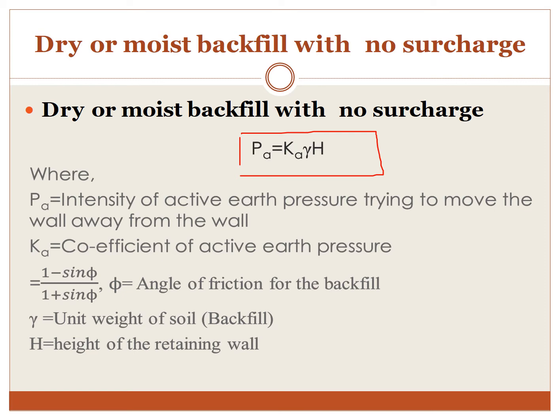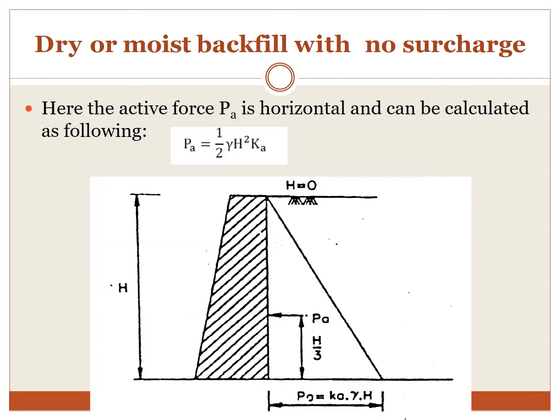K is the coefficient of active earth pressure, which is determined by this equation: (1 minus sine phi) over (1 plus sine phi), where phi is the angle of shear resistance or angle of friction for the backfill, gamma is the unit weight of the soil, and h is the height of the retaining wall. Okay, for this condition we can find out the earth pressure by this equation.